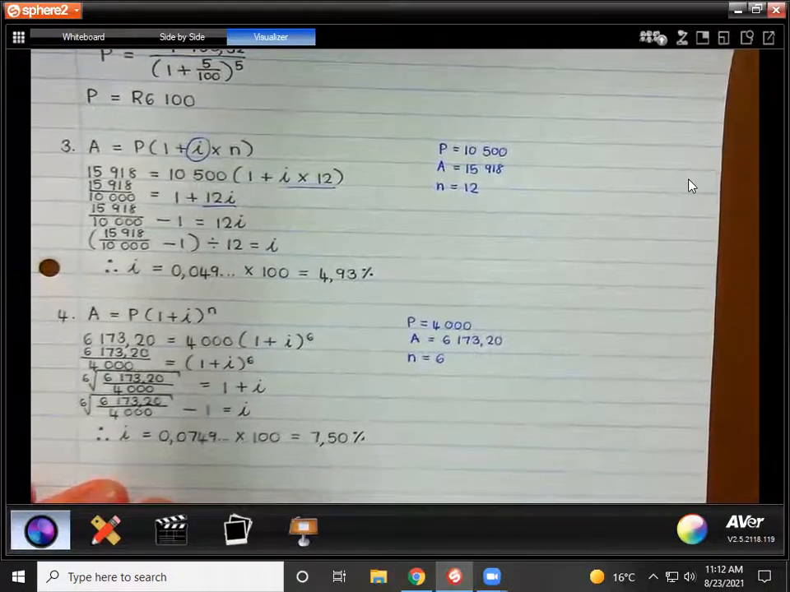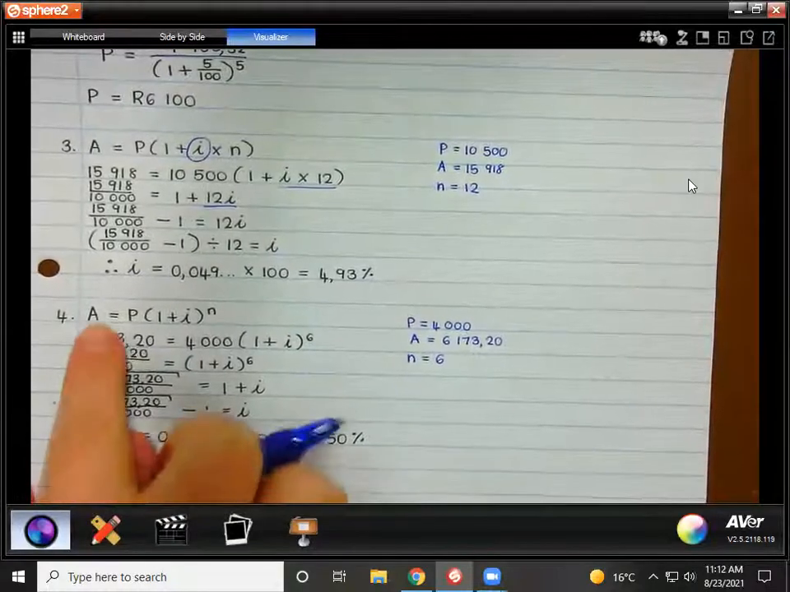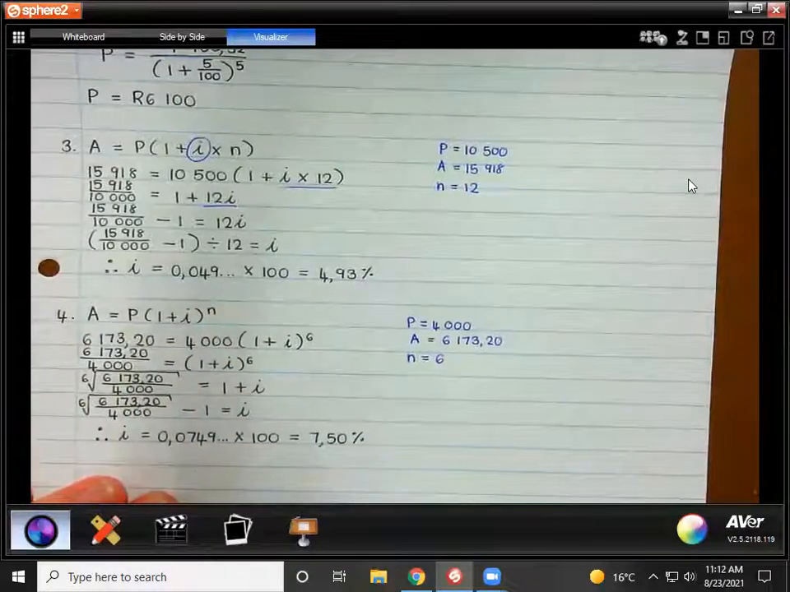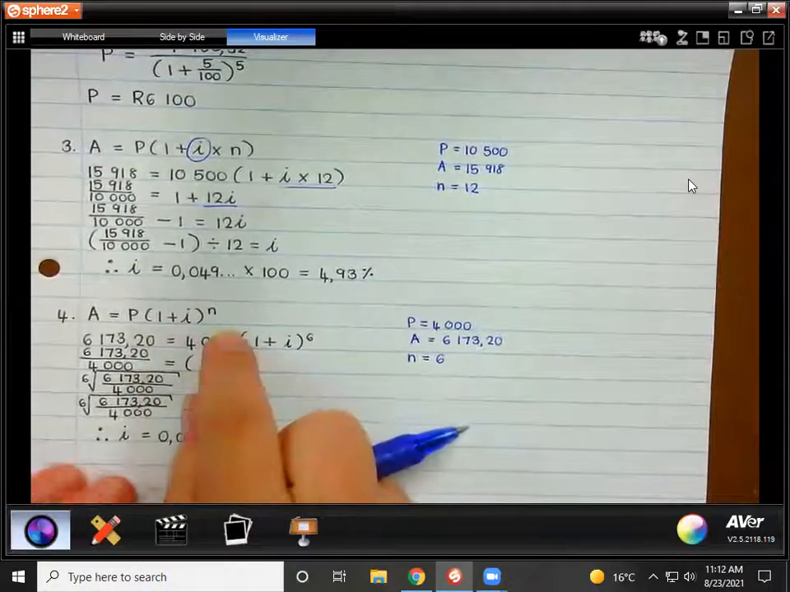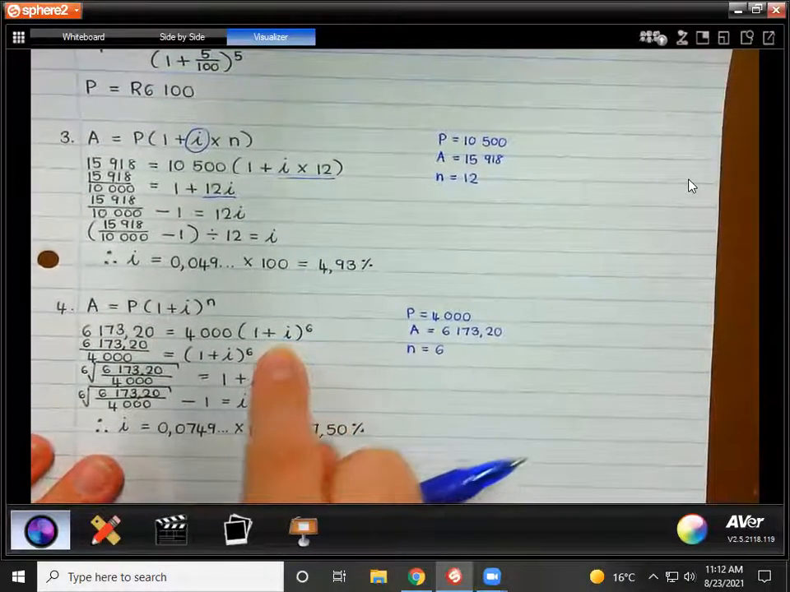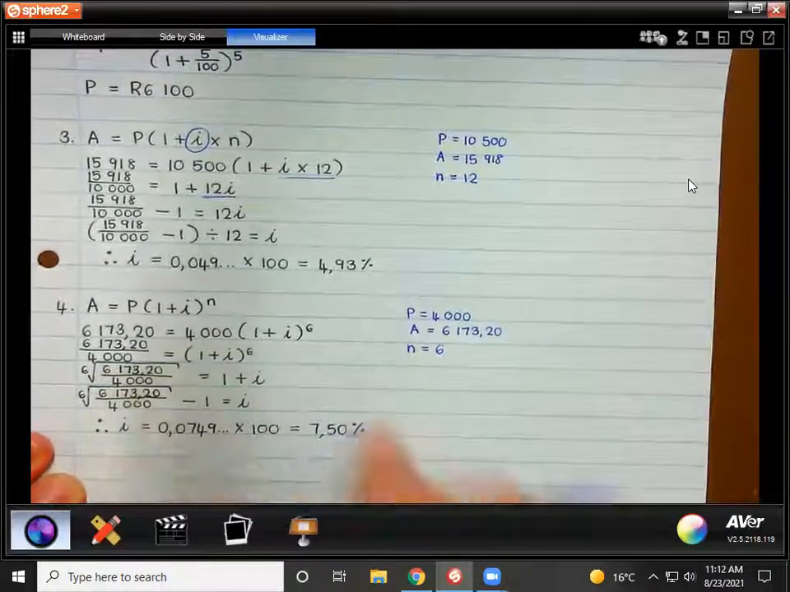Calculate the compound interest rate. So they want us to find I, but they're saying compound interest, meaning we need to use the compound interest formula, the one with the N in the exponent. You write your formula down, you fill all your values in the correct spots. Now, this was a difficult one. We didn't actually do an example like this with the other group.